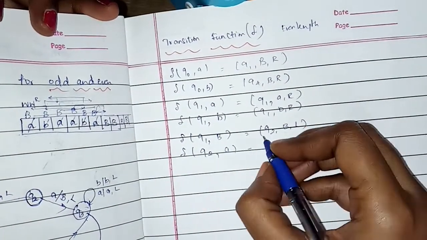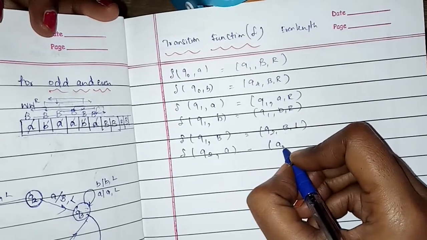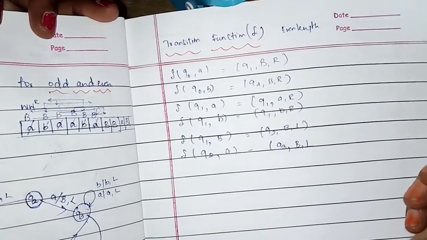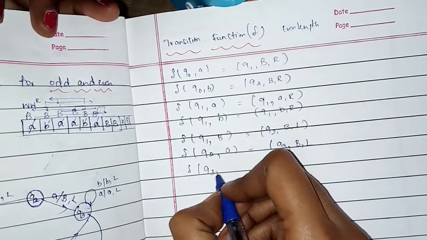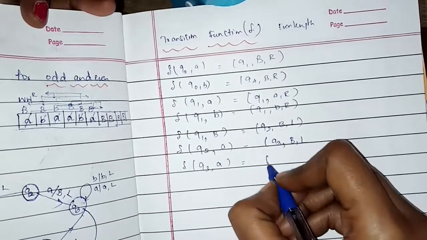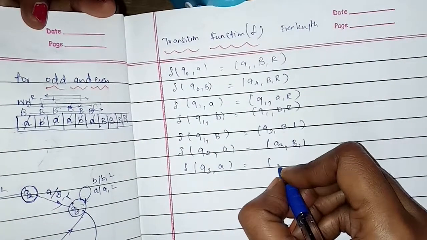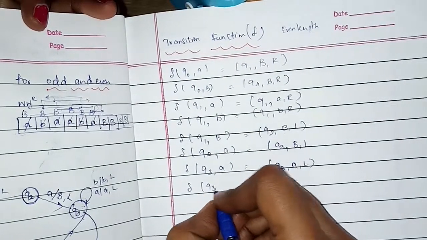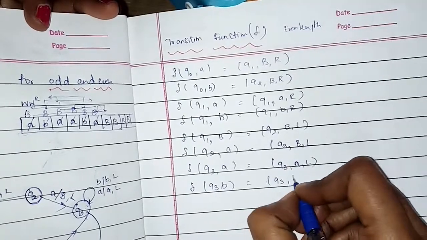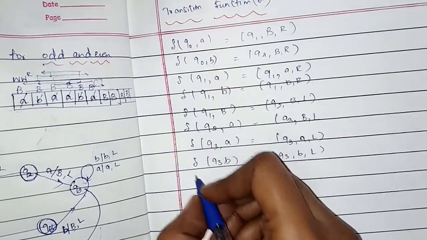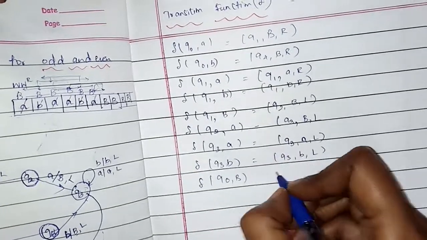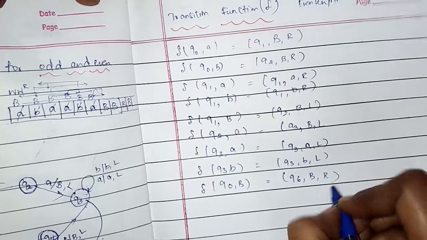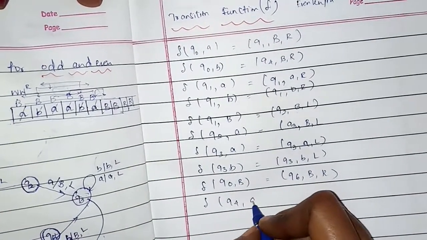Similarly, you'll have Q2 A, right? Q2 A, you'll have Q3 B L, right? After that, we'll have Q3 A. See this Q3 A, Q3 A L only. Similarly, when you have Q3 B, Q3 B L only, right? Okay, fine. So this Q0 comma blank, Q6, this is an acceptance state, right? Okay, fine. And we have Q4 A.